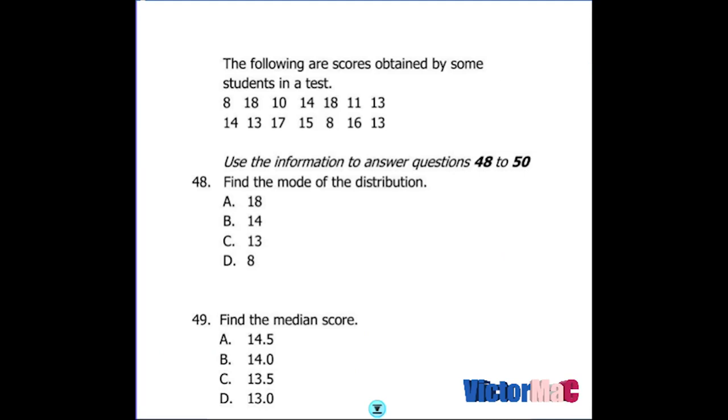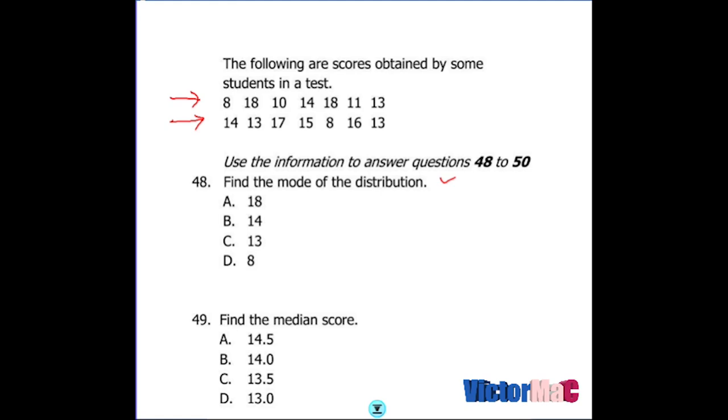But to find the mode in question 48, 49 to find the median, and then question 50 is how to apply the knowledge of mean. So the following are scores obtained by some students in a test. Looking at the first row, we have 7 numbers, and also across the second row we have 7 numbers, so we have 14 numbers altogether. Now, use the information to answer question 48 to 50.